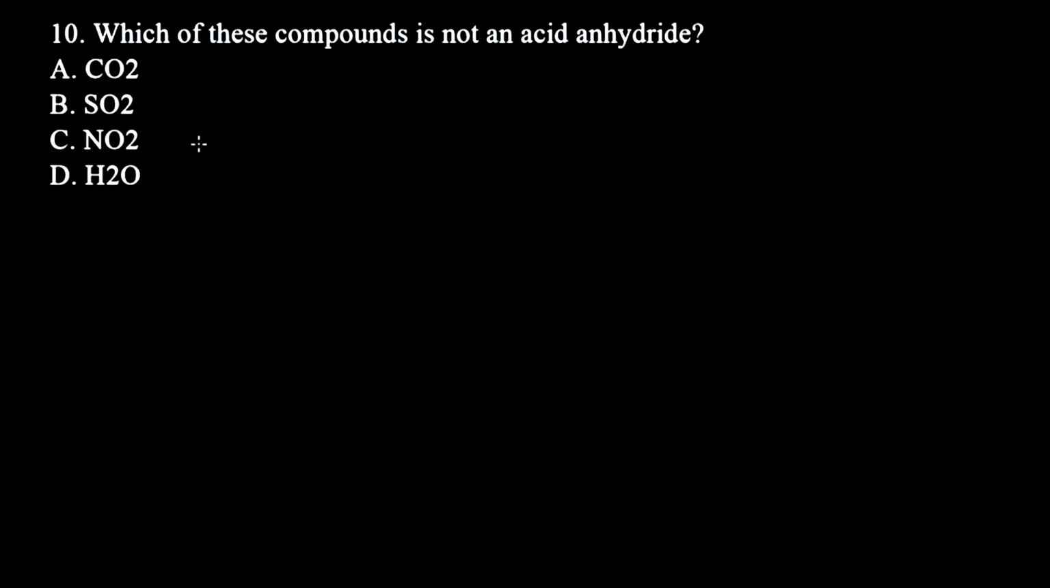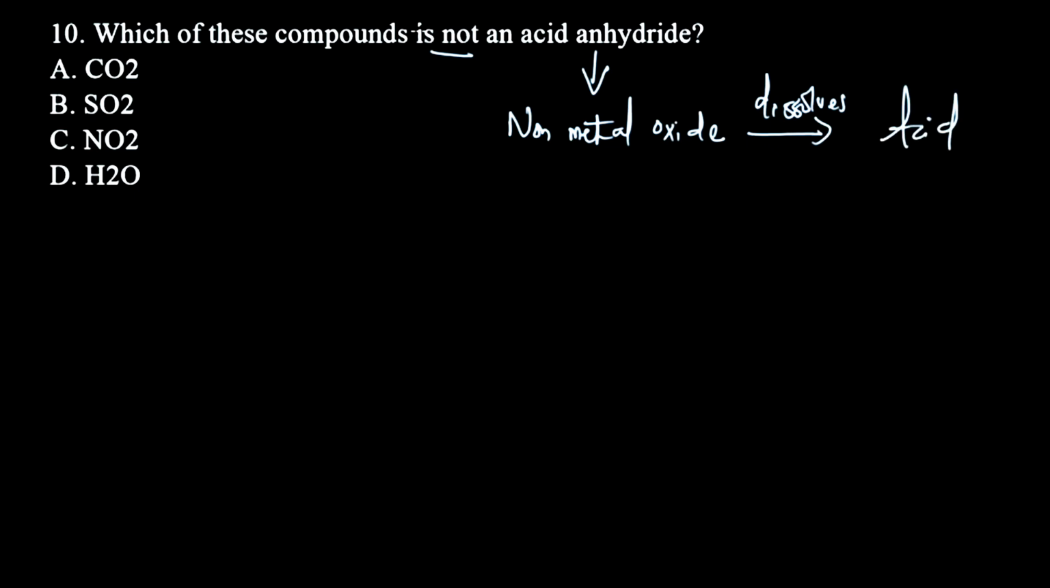So this question says which of these compounds is not an acid anhydride? So what is an acid anhydride? An acid anhydride is a non-metallic oxide that dissolves in water. When it dissolves, it gives what? It gives an acid. So looking at this, CO2, which is carbon dioxide, dissolves in water to give a weak acid. This also gives a weak acid. This gives a weak acid. This is water itself, so it does not give an acid when it dissolves in water. So the option D is wrong.